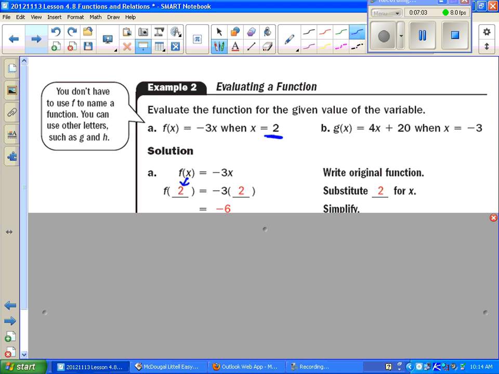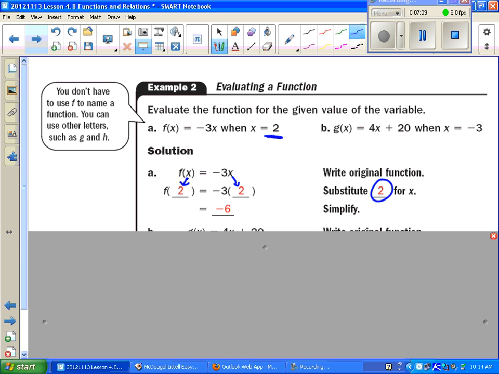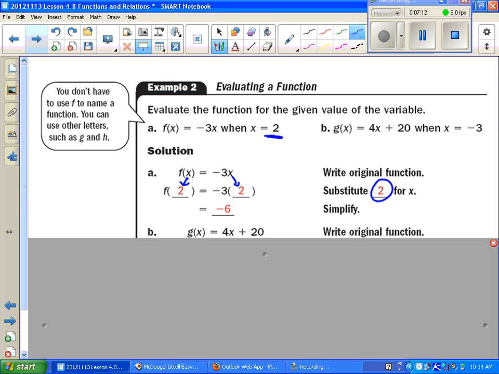Remember, that's what we consider y anyways. And we plug in 2 in place of this x. So everywhere you see an x, you're going to substitute in 2. And when you simplify negative 3 times 2, you get negative 6. So f of 2 equals negative 6.